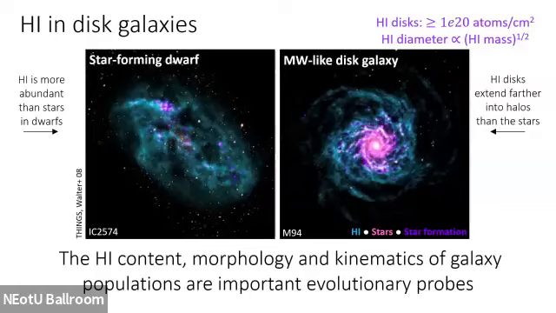And in both panels, the blue represents the H1, and the pinky purple represents the stars and the star-forming gas. And so if we start on the right-hand side first, the H1 distribution in a Milky Way-like galaxy extends well beyond the stars. And so if you're trying to understand how the baryons connect with the dark matter halo, then H1 is a really good tracer to use.